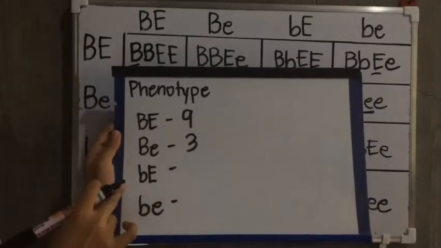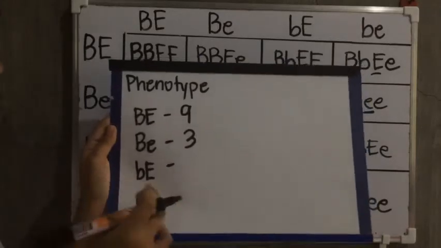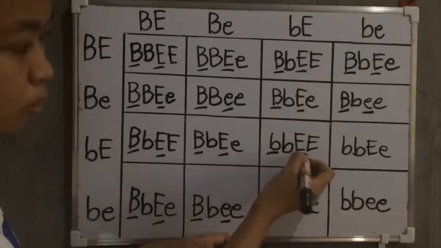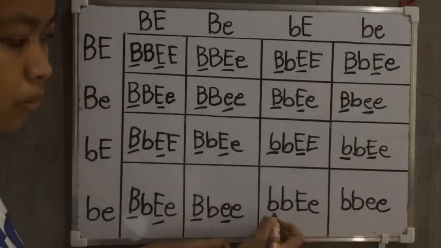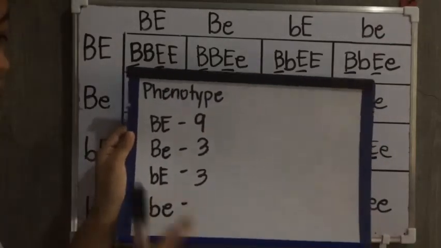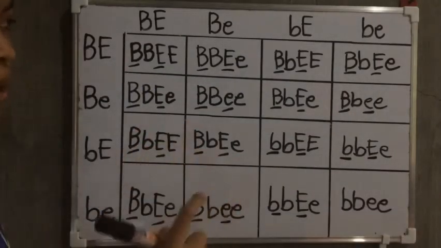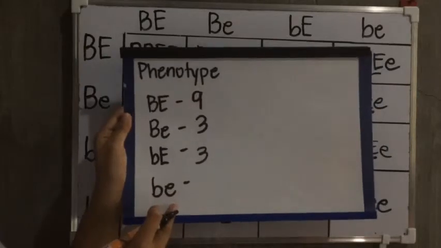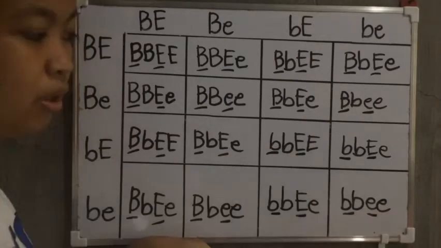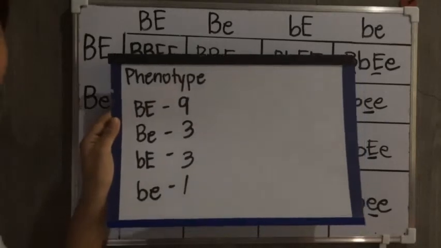Next, we have here blonde hair and brown eyes. So recessive and dominant E. We have 1, 2, and 3. So we have 3 possible offspring that will have blonde hair and brown eyes. Next, we have the last one. So for both recessive, we have here blonde hair and blue eyes. There's only 1. So there's only 1 possible offspring that will have blonde hair and blue eyes.